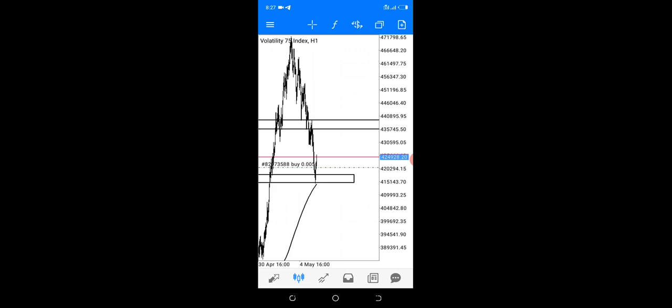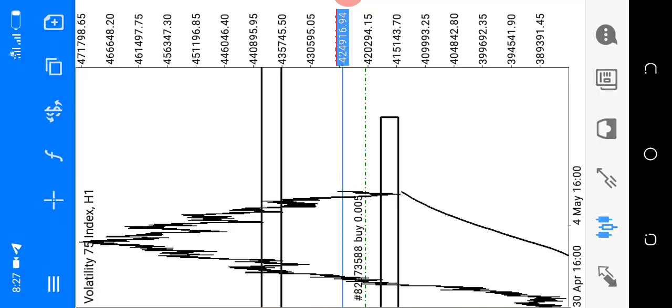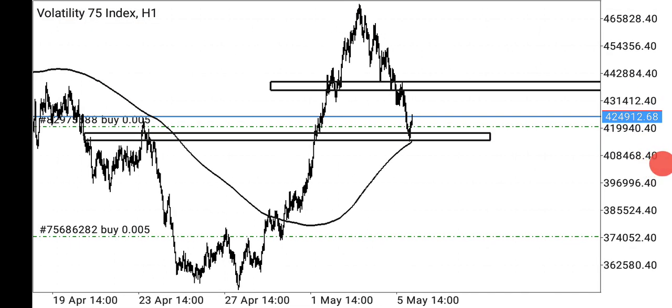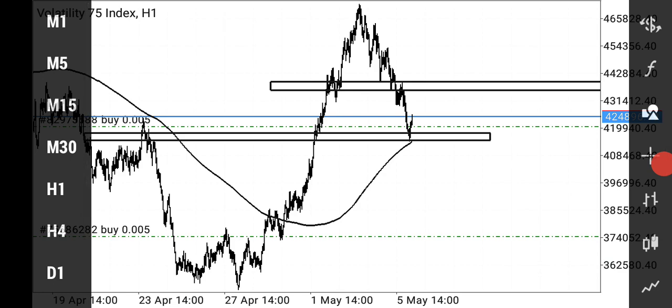Sorry, it is our moving average, and it is working perfectly according to our plan. So this is what you should be expecting from here.